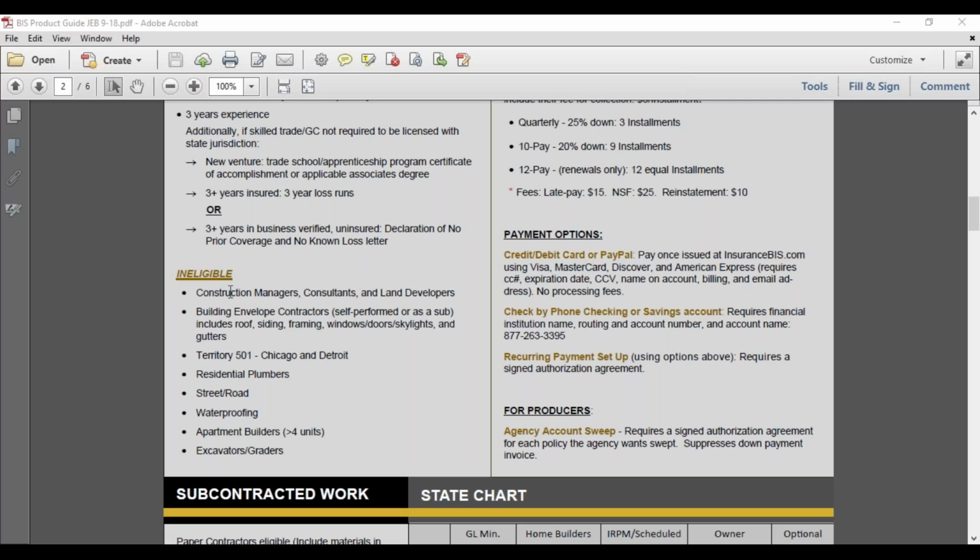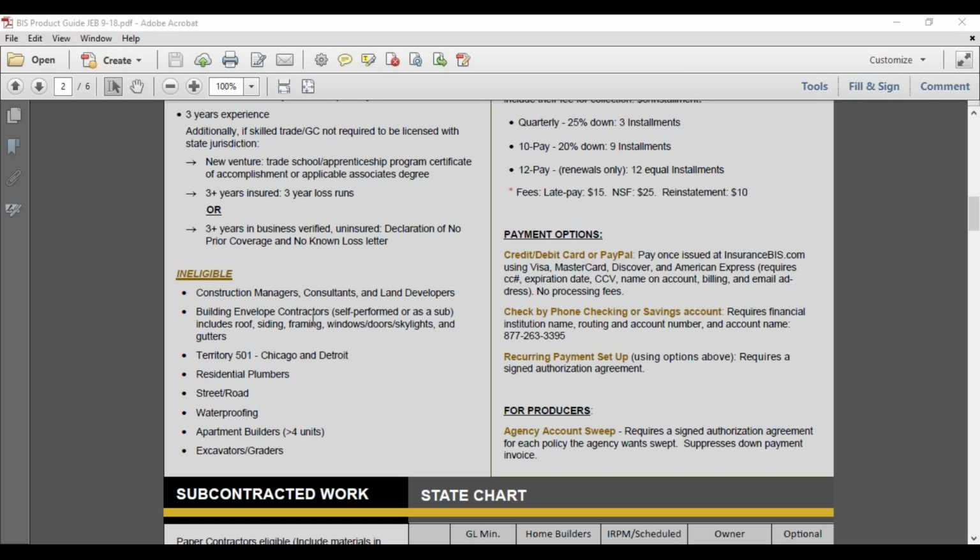Construction managers. If the insured is a construction manager and they're not hiring their own subs, the homeowner is hiring their own subs, or if it's a remodel job, the owner is hiring their own subs, then that is not eligible for our program.